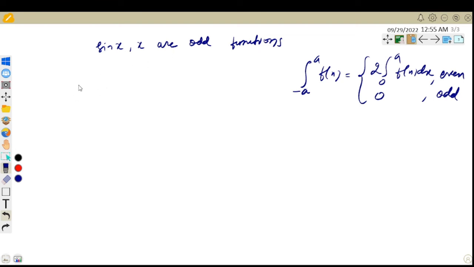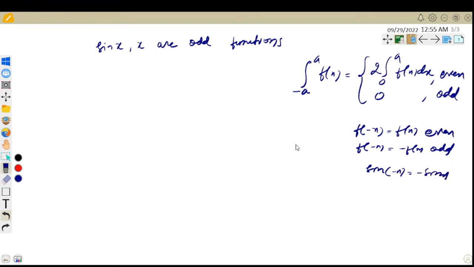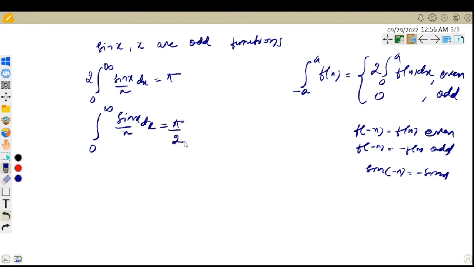Therefore, how do you decide odd and even nature? You know this already. F of minus x equal to f of x means it is even. F of minus x equal to minus f of x, we call it odd. So since sin of minus x equals minus sin x, and x is already an odd function, odd by odd retains the minus sign outside; minus minus becomes plus. So it will become 2 times the integral from 0 to infinity of sin x by x into dx equal to pi. So cross multiply 2, we get the integral from 0 to infinity of sin x by x into dx equal to pi by 2.